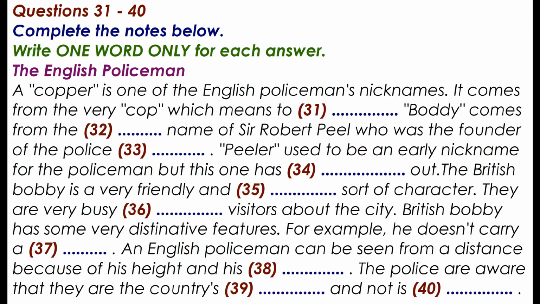The English policeman has several nicknames, but the most frequently used are Copper and Bobby. The first name comes from the verb to cop, which is also slang, meaning to take or to capture. And the second comes from the first name of Sir Robert Peel, the 19th century politician who was the founder of the police force as we know it today. An early nickname for the policeman was Peeler, but this one has died out.